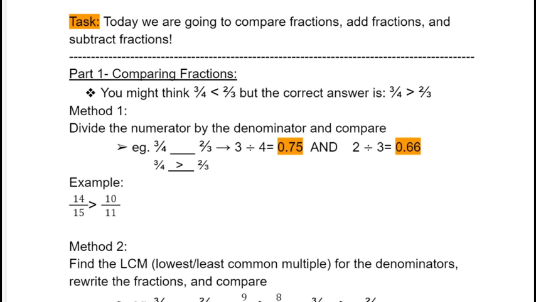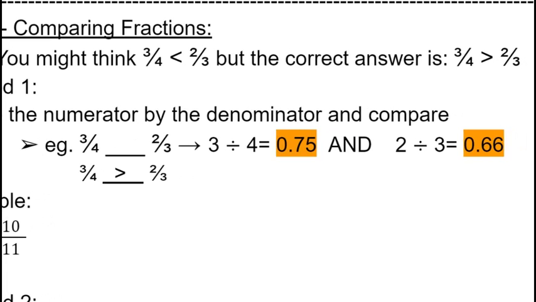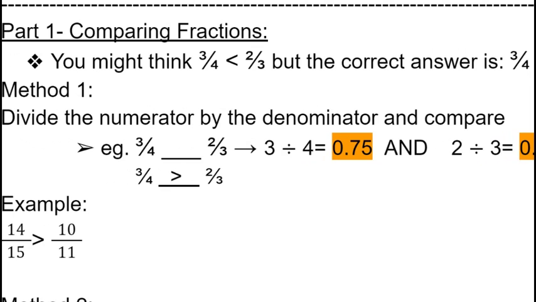Talking about method 1, you have to divide the numerator by the denominator and then compare. So say we have the same example, 3/4 versus 2/3. For the first one, 3 divided by 4, the numerator and denominator, is 75 hundredths. And for 2/3, we divide the numerator by the denominator to get 66 hundredths. So now comparing 0.75 and 0.66, we see that 0.75 or 75 hundredths is greater. Therefore, 3/4 is greater than 2/3, and that's how you read that.